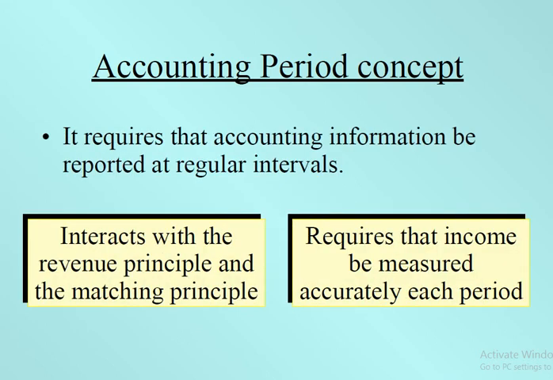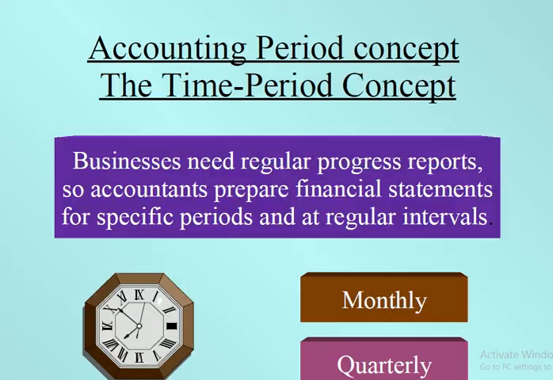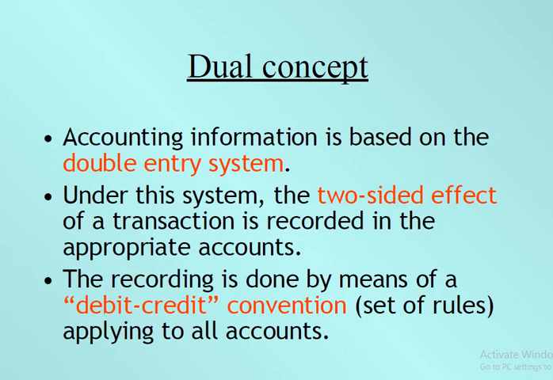It requires that accounting information be reported at regular intervals. It interacts with the revenue principle and the matching principle. It requires that income be measured accurately each period. Businesses need regular progress reports, so accountants prepare financial statements for specific periods and at regular intervals. As I recently discussed at the start of this principle, monthly reports are prepared, quarterly reports are prepared, third quarterly reports are prepared, and after 12 months, annual reports.